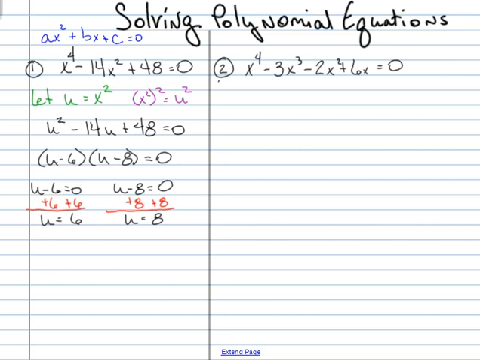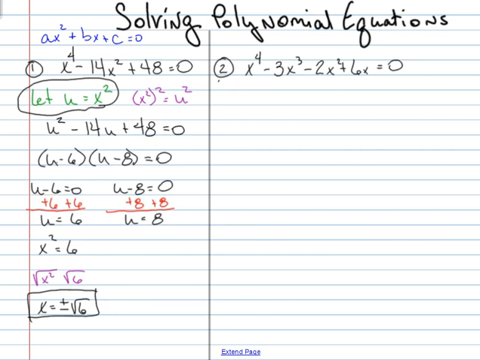But remember, it's not really u, it's x squared. So I'm going to change that. So it's x squared is equal to 6. So I need to find what x equals. So I'm going to take the square root of both sides. So the square root of x squared and the square root of 6. I find x is equal to plus or minus the square root of 6. We have just found 2 solutions of our 4. Since it's x to the fourth, we should have 4 solutions.